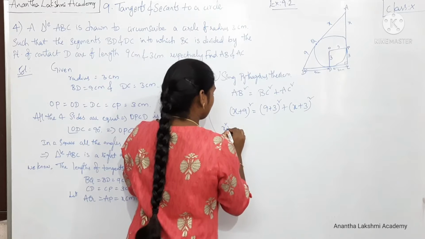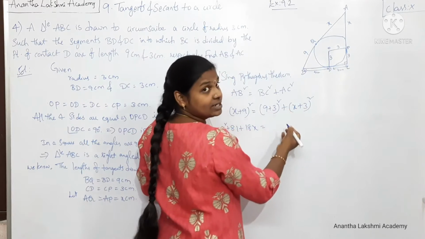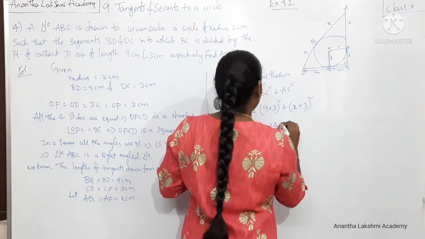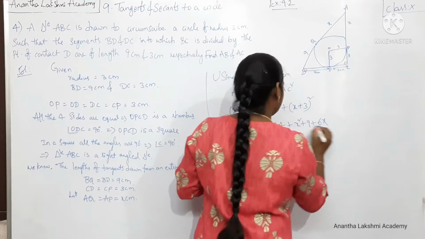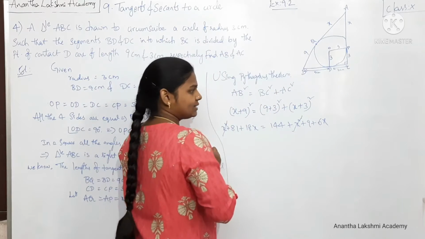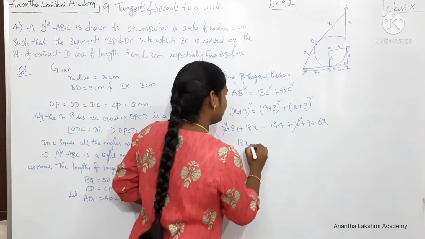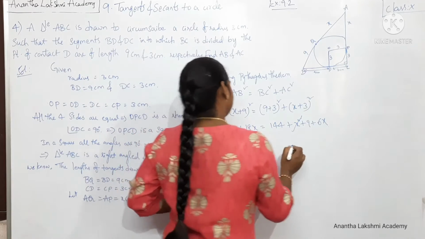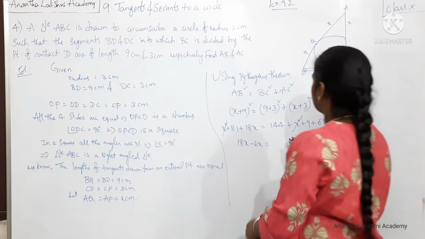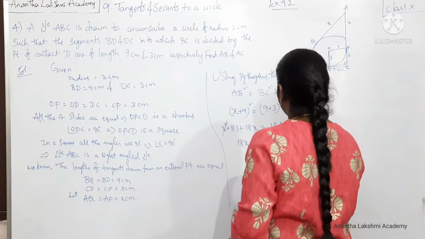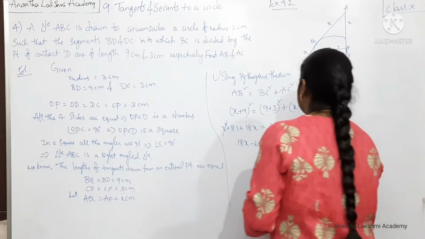Expanding the formula, x square plus 9 square, 81, plus 2 9s are 18x, plus 9 plus 3 is 12, 12 square is 144, plus x square plus 9 plus 2 3s are 6x. X square gets cancelled. 6x I am trying to bring here. That becomes 18x minus 6x is equal to 144 plus 9, which is 153, minus 81. I am sending the other side, 81.